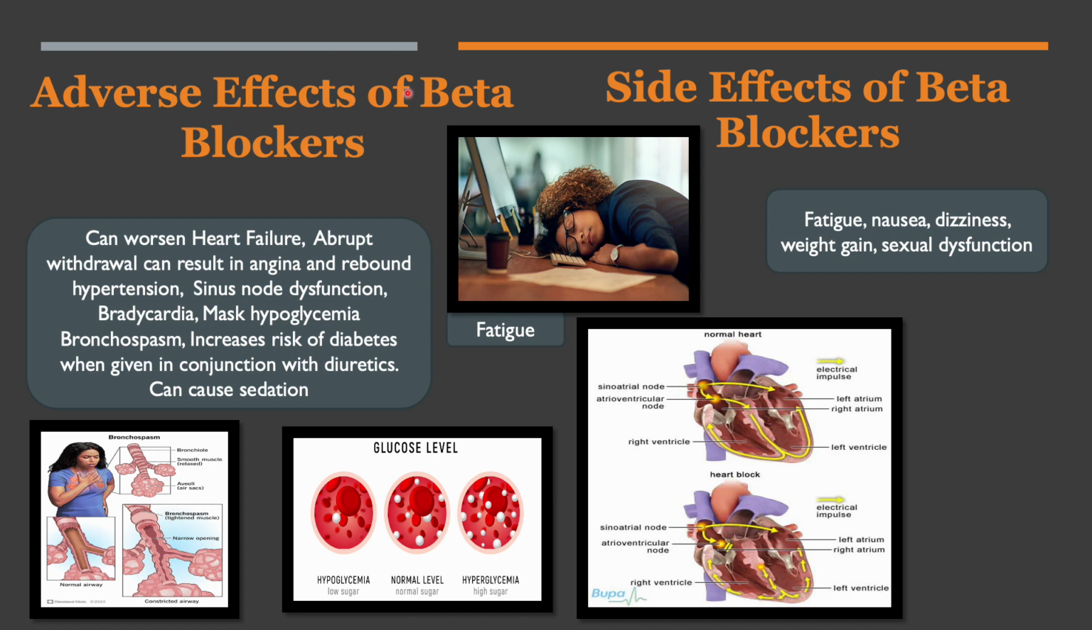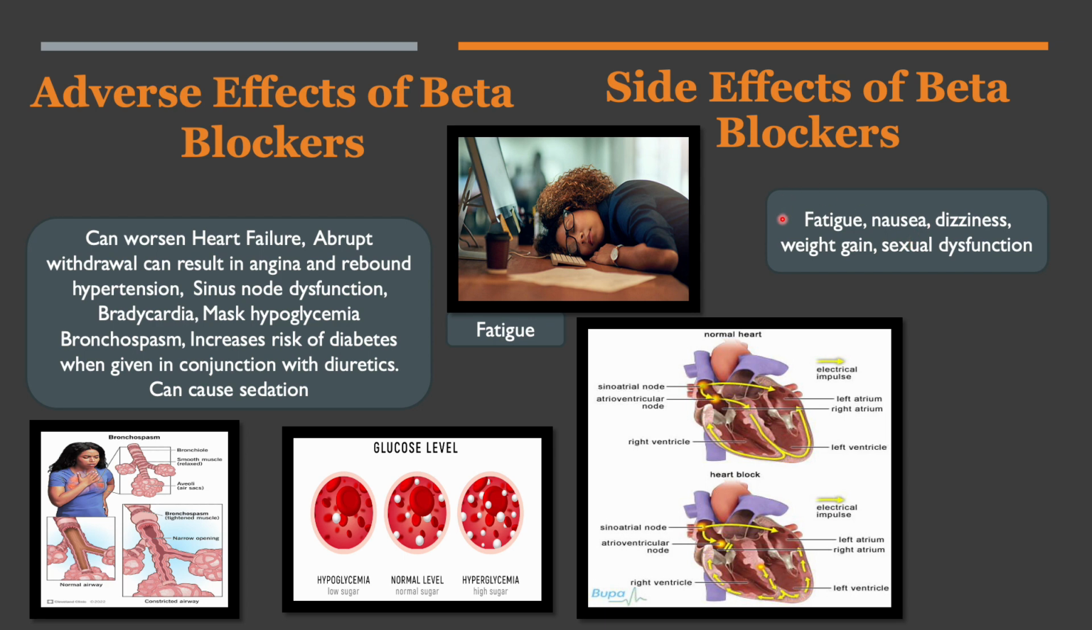Adverse effects of beta blockers can worsen heart failure. Abrupt withdrawal can result in anginal episodes and rebound hypertension. They can cause sinus node dysfunction, bradycardia, mask hypoglycemia, cause bronchospasms, increase the risk of diabetes when given in conjunction with diuretics, and can cause sedation. Side effects of beta blockers include the following: fatigue, nausea, dizziness, weight gain, and sexual dysfunction. There are other side effects. These are just a few of them.